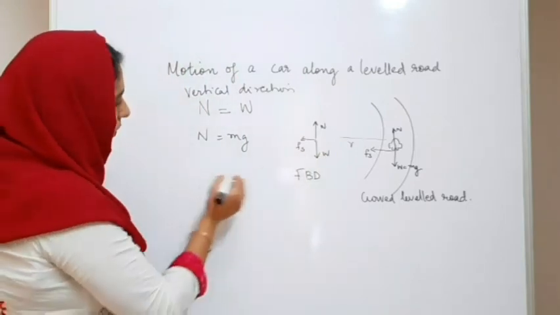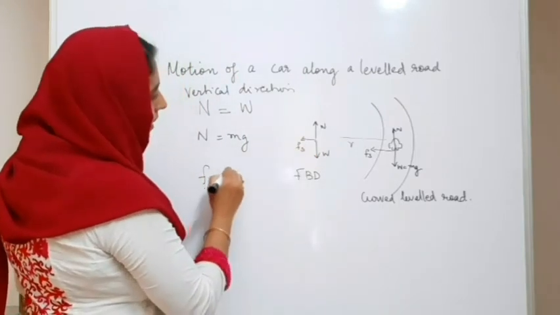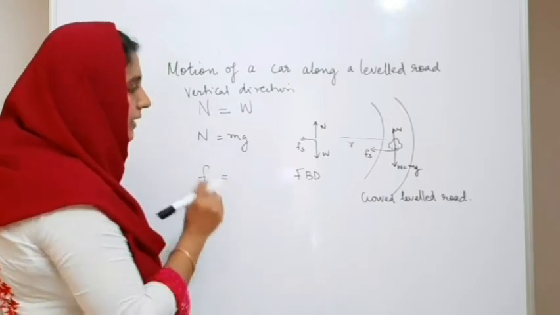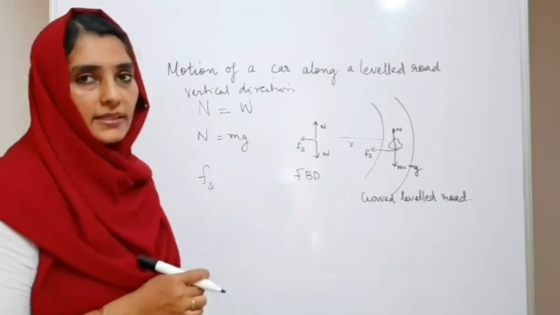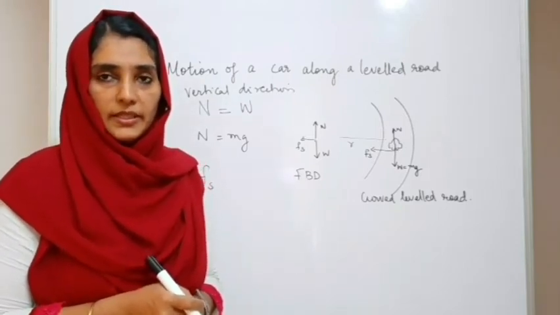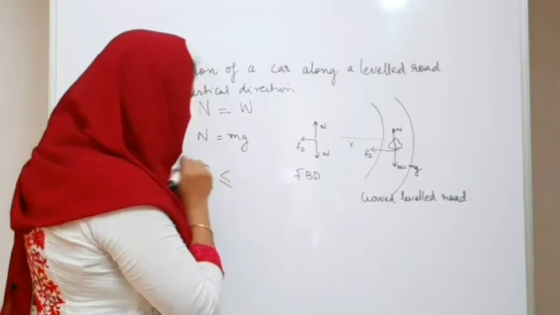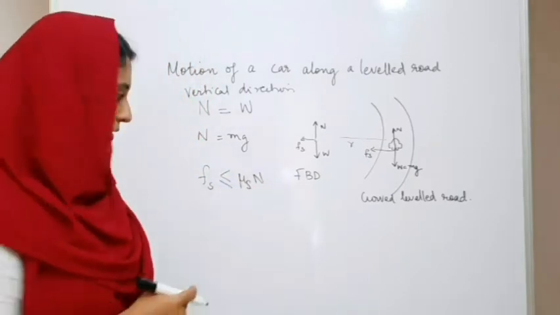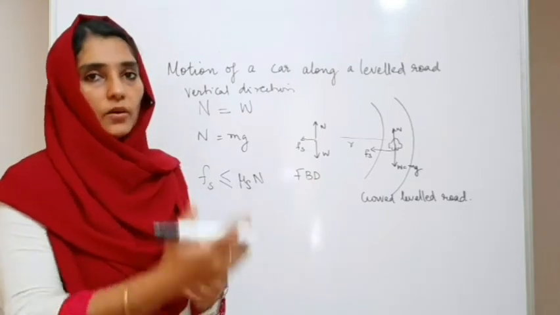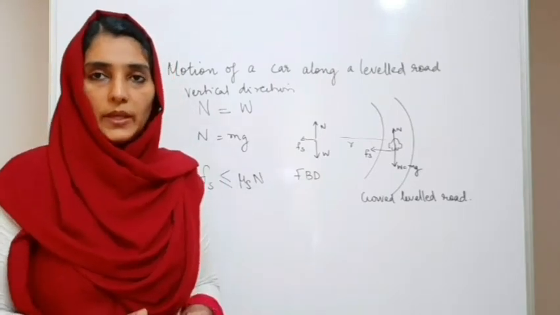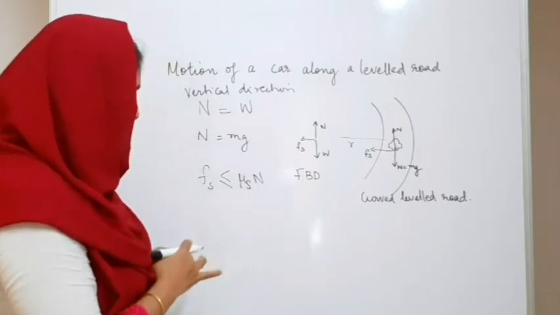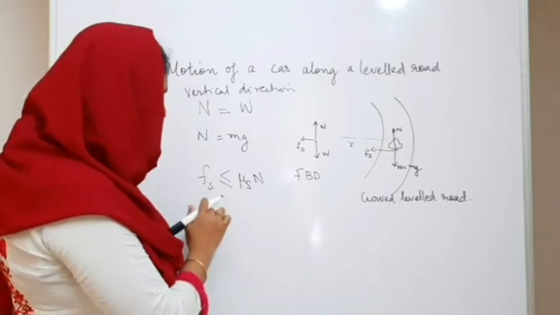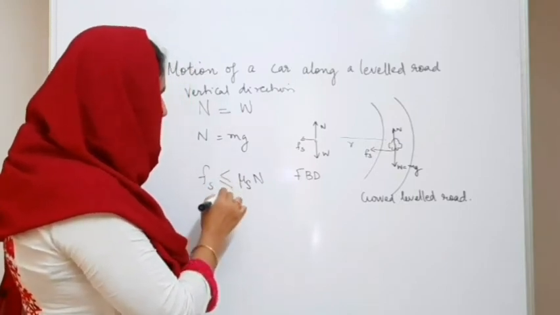Okay, so let us see what the frictional force is here, F, or you can also write it as Fs. We know that the maximum value of frictional force is known as the limiting friction, and it can be less than or equal to mu s N. As we have to find the maximum speed, we always go with the maximum frictional force. So we have considered the static friction, and let us write it as Fs less than or equal to mu s N.